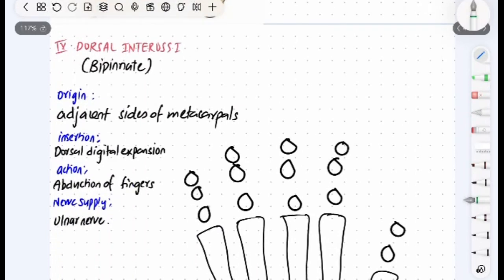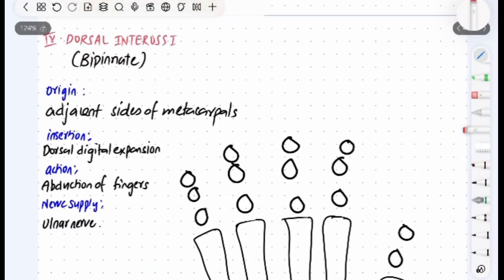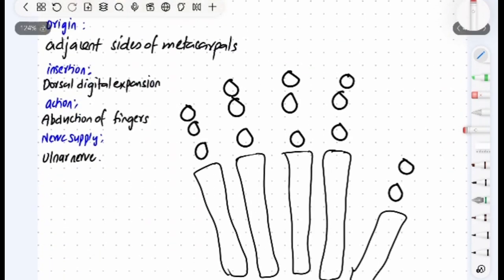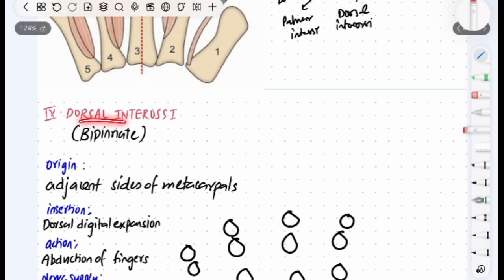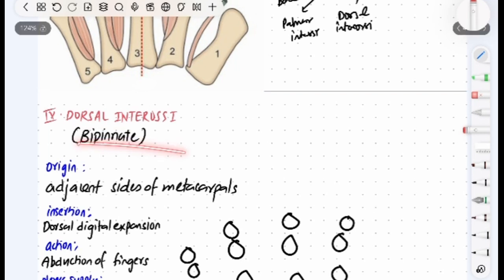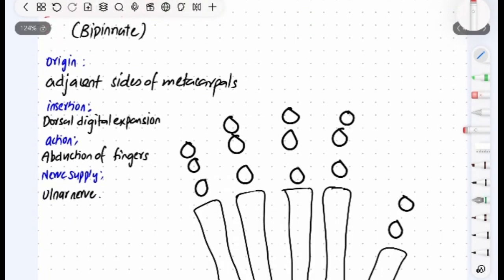And now we'll talk about the dorsal interossei. These dorsal interossei are bipinnate, and they are quite opposite to palmar interossei. Dorsal interossei means they are present on the dorsal surface of our hand. Next, these are bipinnate, and the origin is the adjacent sides of metacarpals.